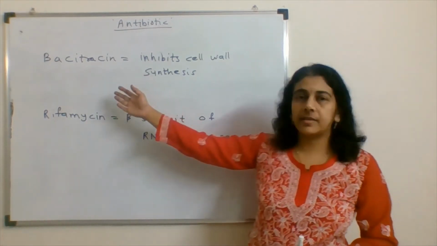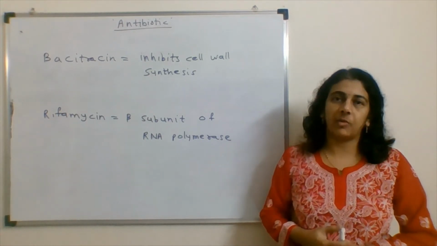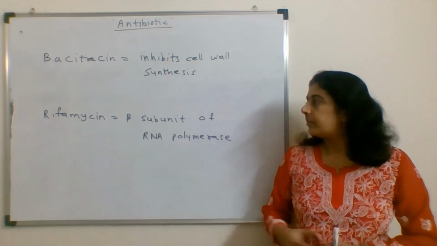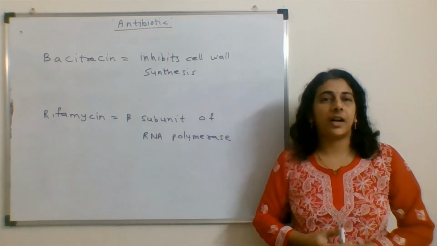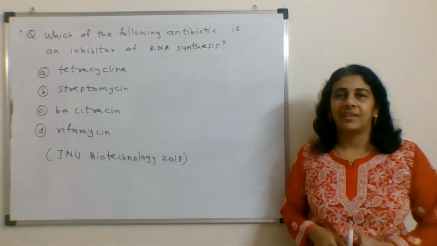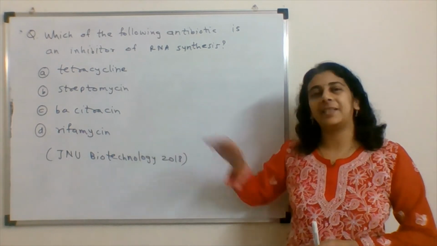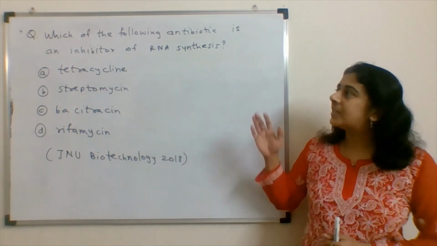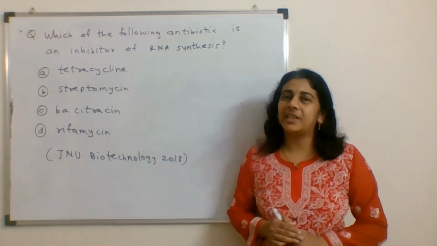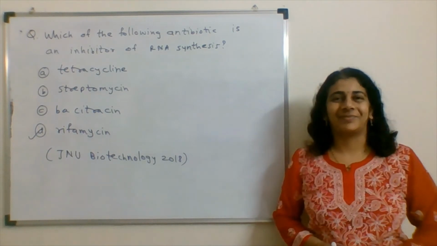Now here option C, bacitracin, is involved in inhibiting cell wall synthesis, and rifamycin binds with the beta subunit of RNA polymerase. So with this discussion we find that rifamycin is the antibiotic which inhibits RNA synthesis. So option D is the correct answer for this question.